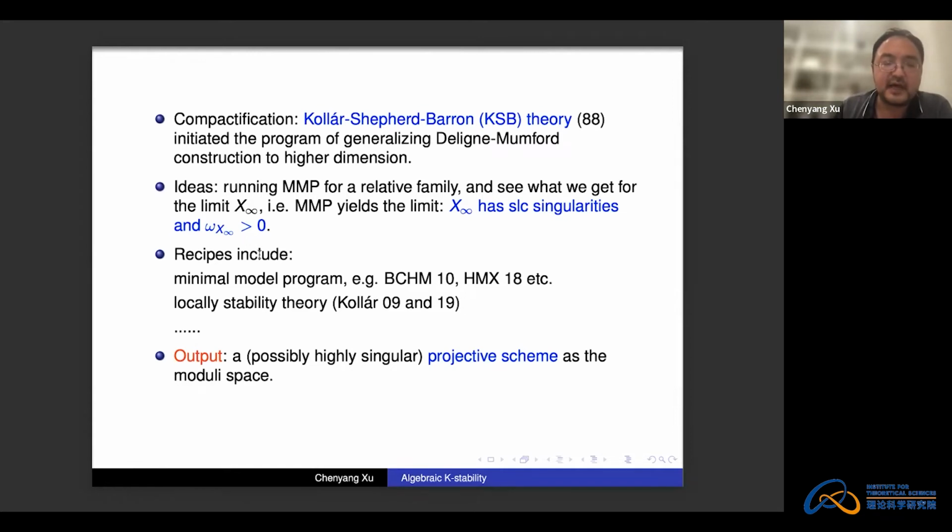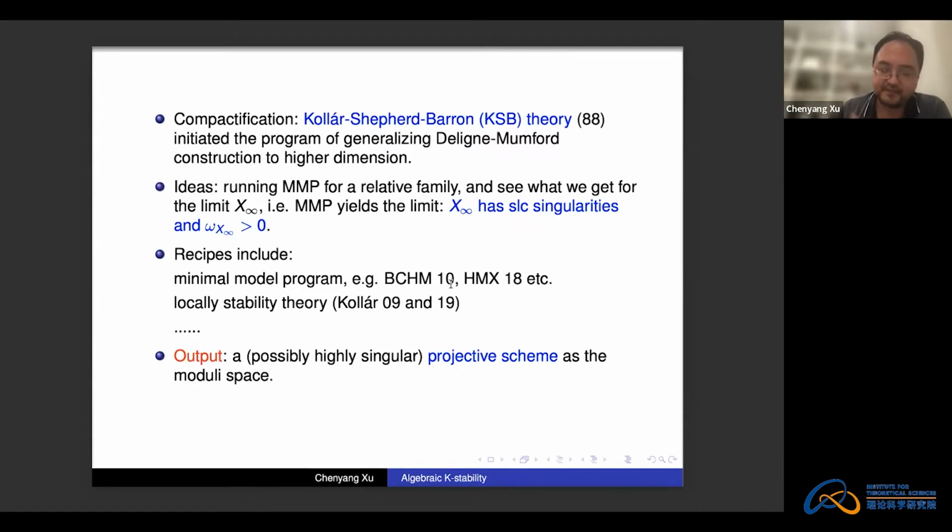And the main recipe of this, first, it needs a minimal model program like people did in BCHM. And it actually needs some stronger results, like also the boundedness and some other minimal model program results, which Hacon, Xu and I wrote in a bunch of papers, but the last one was in 2018. And also it needs local stability theory developed by Kollár, 2009 and 2019. And some other stuff as well.